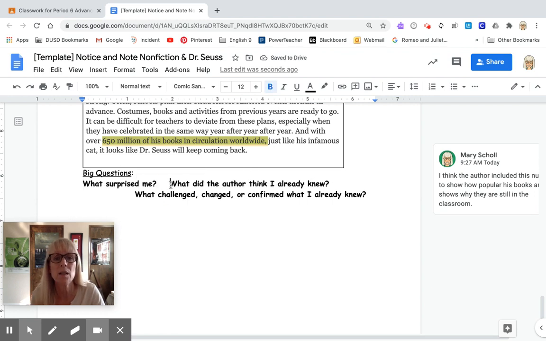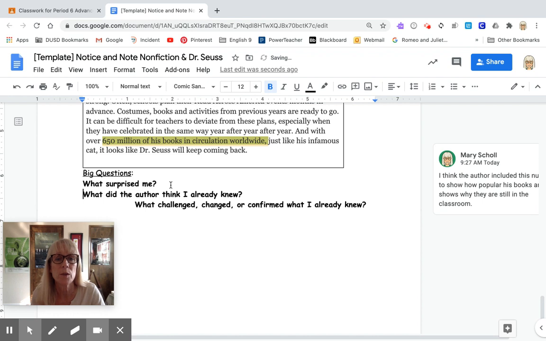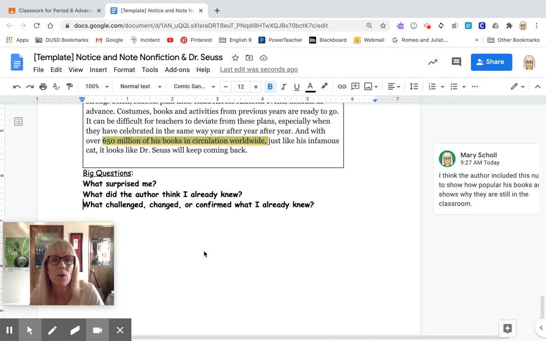And again, please don't make them more difficult. It's really just kind of, honestly, after we read the article, what did surprise you? Okay. What did the author already think you know? And what challenge, changed, or confirmed what you already knew? So that is annotating a nonfiction article with the nonfiction notice and note signpost.